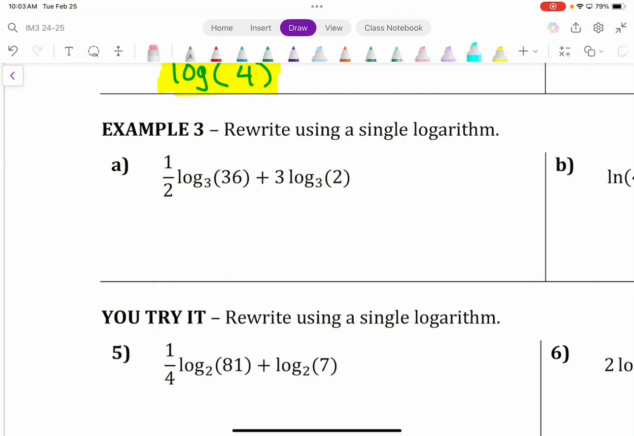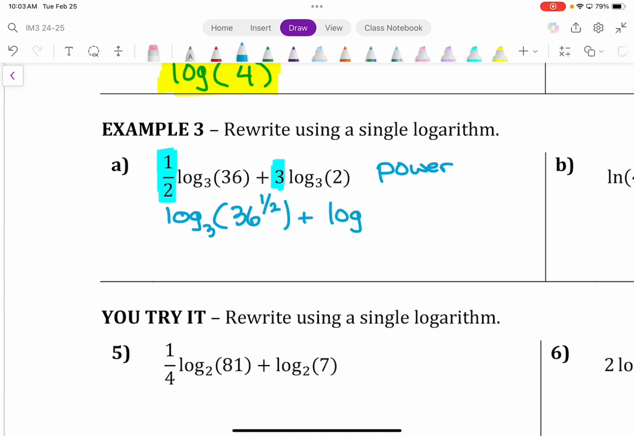So as you can tell, we have quite a few coefficients here. We have a half as a coefficient and we have a 3 as a coefficient. So we must use the power rule for both of these. And so I'm going to get log base 3 of 36 to the 1/2 power plus log base 3 of 2 cubed.